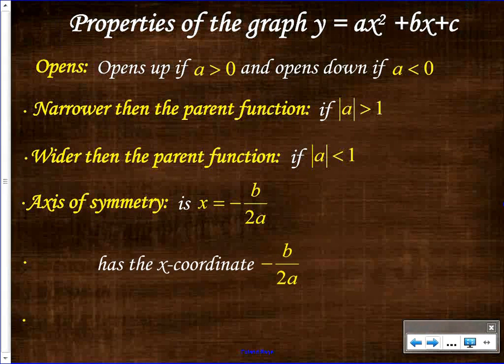Okay. Oh, I guess we need to put the first thing. My vertex has the coordinate of this. We already know this. Our axis of symmetry goes through the vertex at my x coordinate, right? So this shouldn't be any different. The only thing different is how we find our axis of symmetry. Okay, that's it.